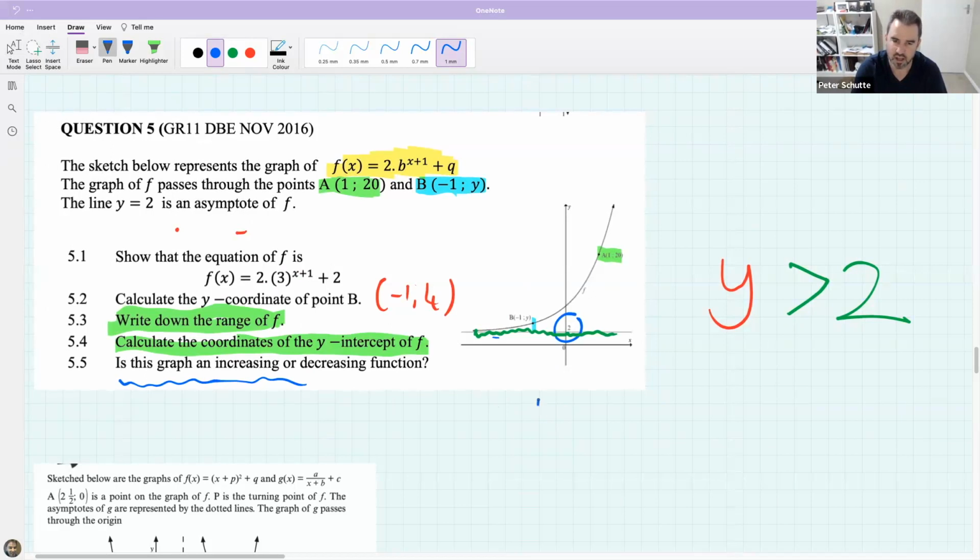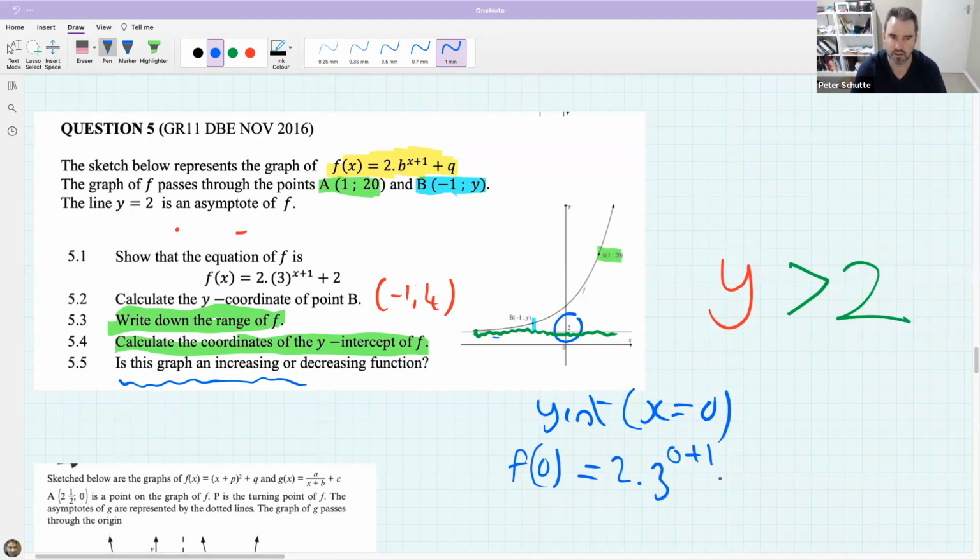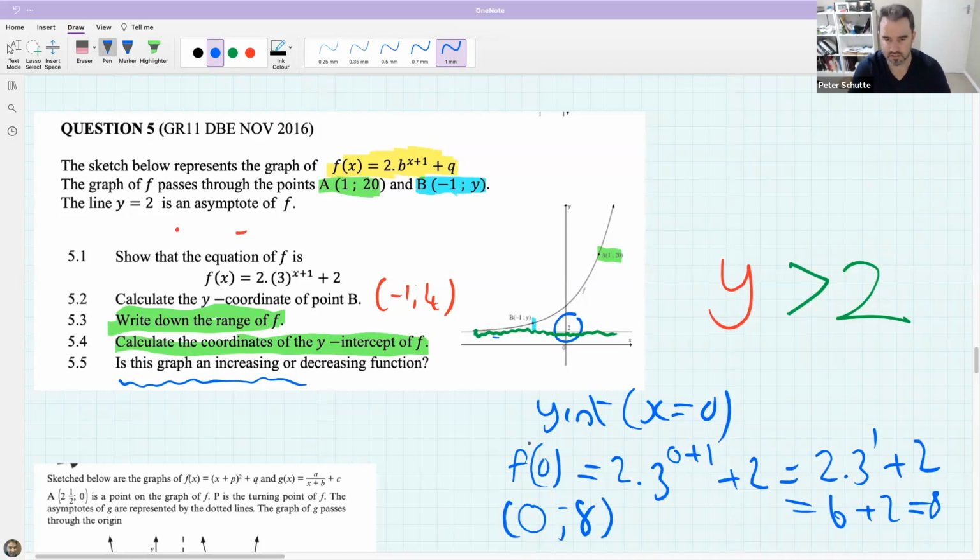Now to find the y-intercept, I always make x 0. I know what the graph is, so I've got the formula up here. f of 0 is 2 times 3^(0+1) plus 2. I then know that becomes that, which is 8. And so the y-intercept is going to be (0, 8). So that would be 5.4.